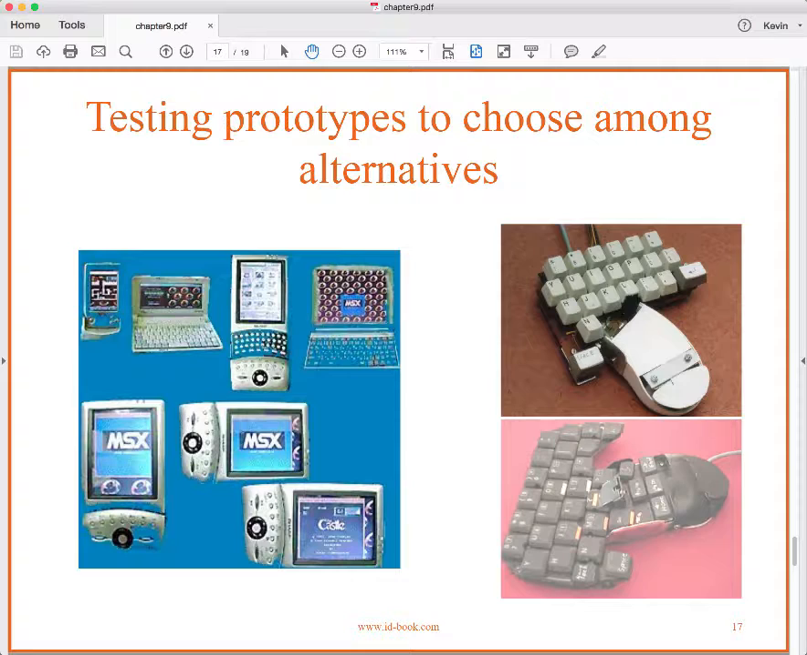We test prototypes to choose among the alternatives. So user testing is a great opportunity to get real data from either real users or people as close to real users as we can possibly find. We have a lot of assumptions about how the choices that we made so far are going to play with the users.